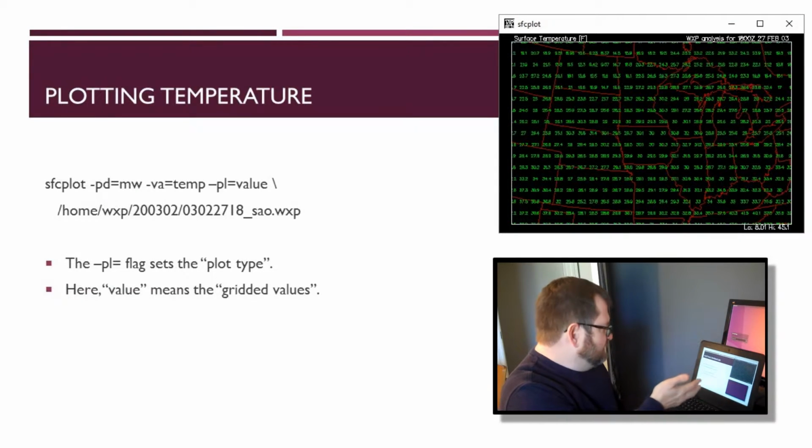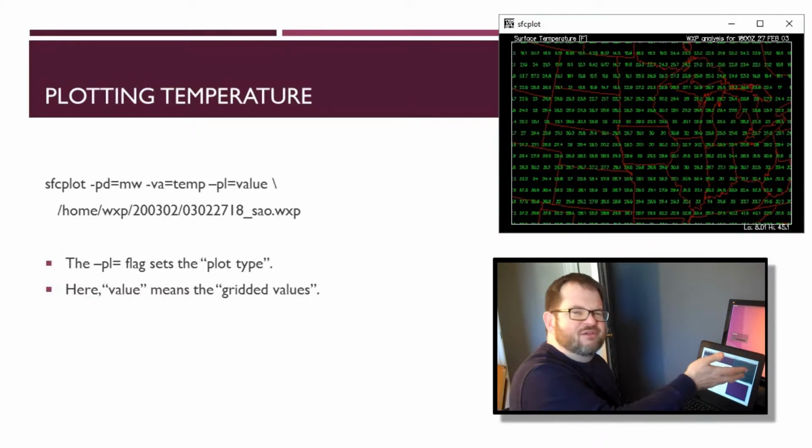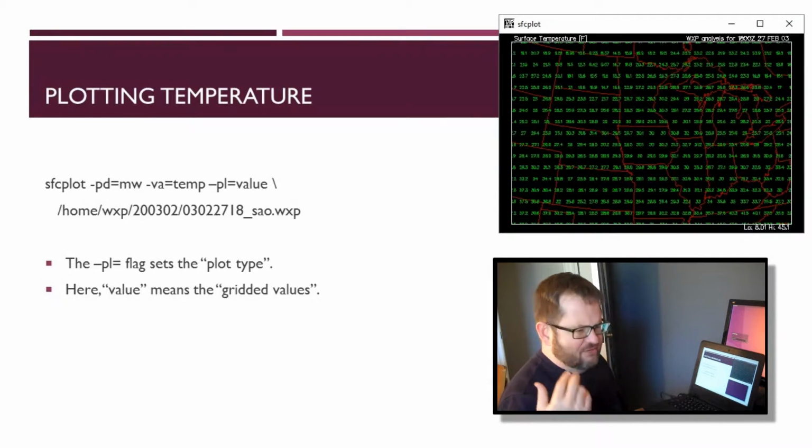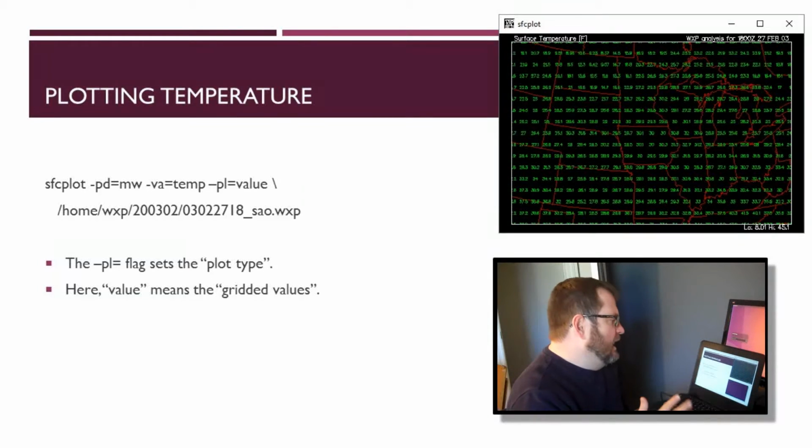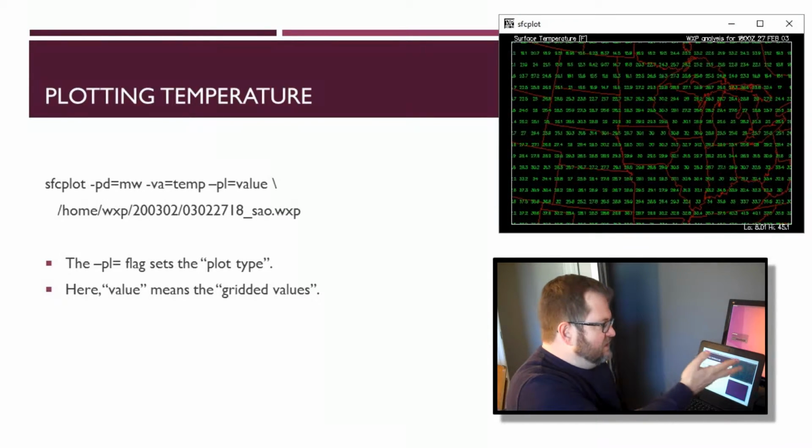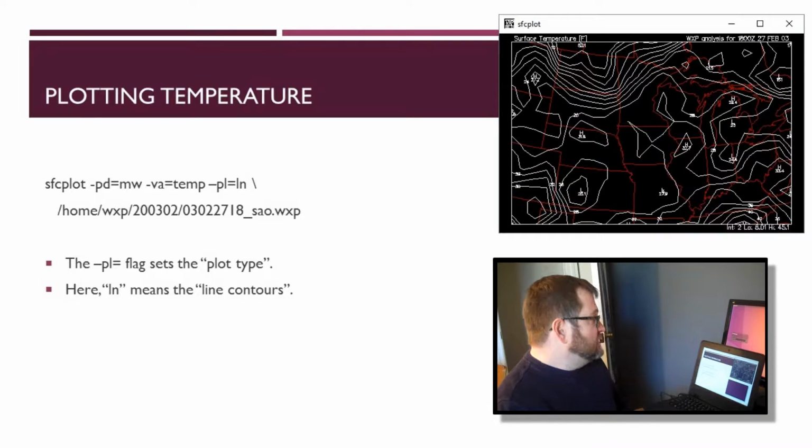Okay, so it might be a little weird as to why you would think that would be value. PL equals value to get these gridded values. Value is actually an abbreviation for gridded value. Anyway, you get these kind of grids there. But you could set that minus PL flag to LN, where LN is WXP's little code that means line contour. Okay? And you get a map more like that one up there where it's the same information. It's just now presented in the form of line contours like what you would draw with your hand.